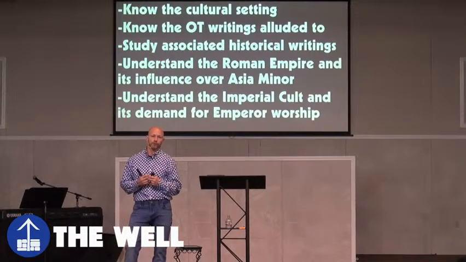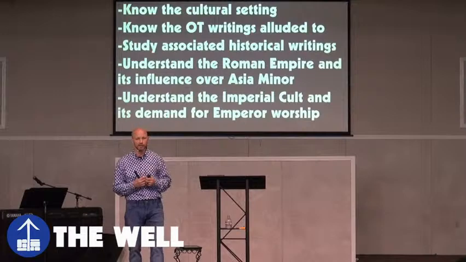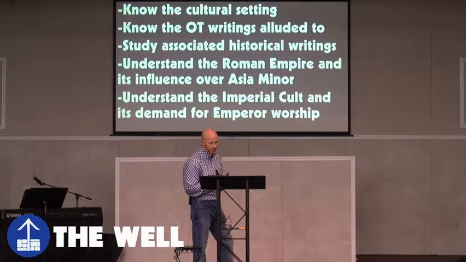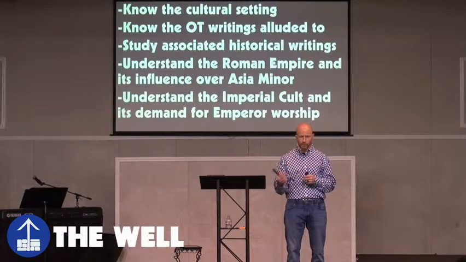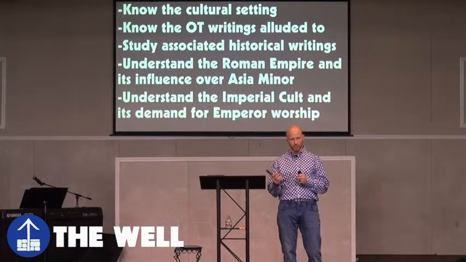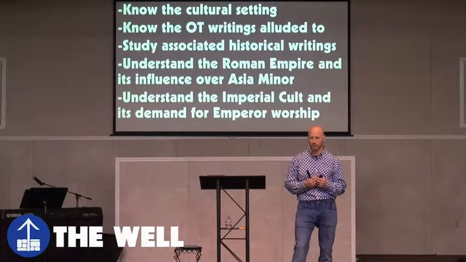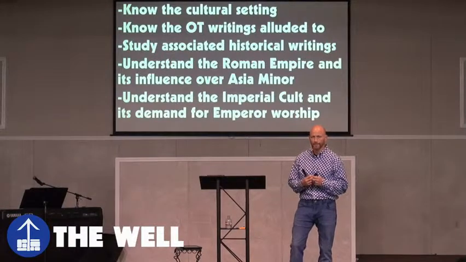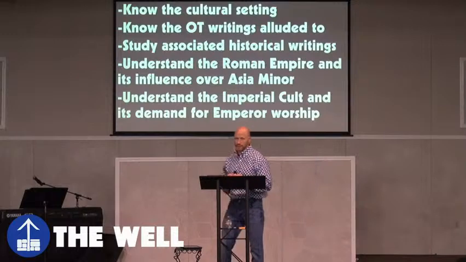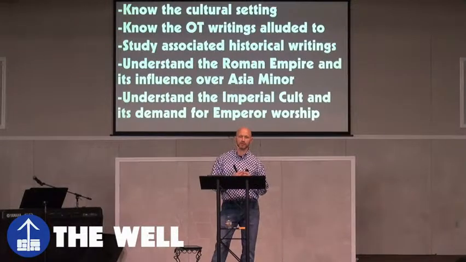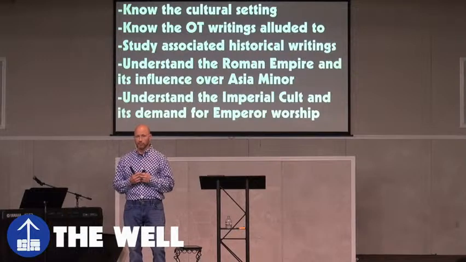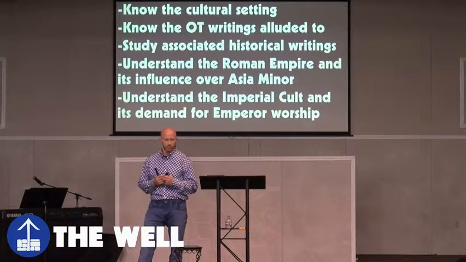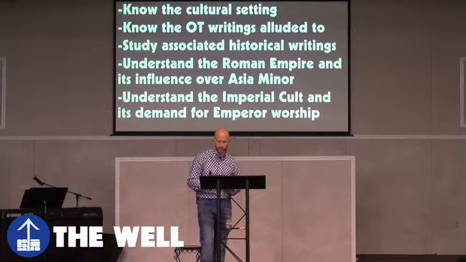So they're very helpful. Another thing is we need to understand the Roman Empire, and in particular, its influence over Asia Minor, as I described earlier, with the temple warden cities, with the temples dedicated to the emperors, and with the trade guilds that were there, and the implications of all of that together. We need to understand that, because that's what John is addressing and being polemical against in Revelation. So we need to understand the imperial cult and its demand for emperor worship, especially within Asia Minor.